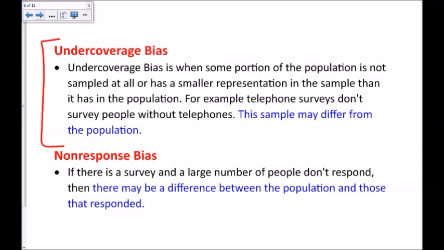Last is a non-response bias. Similar to a voluntary response bias, if there's a survey and a large number of people don't respond, then there may be a problem, there may be some bias because you don't know what the opinions are of the people who didn't respond. And that opinion may differ substantially from the people who did respond.